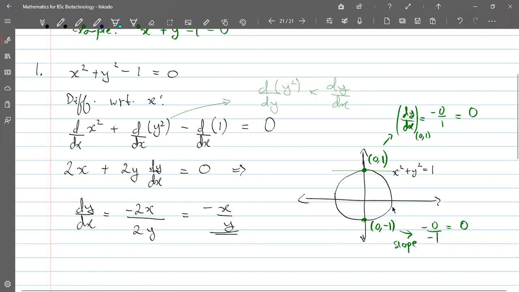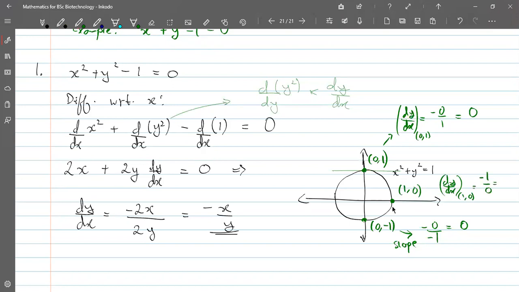Now let's try this point. Here the coordinates are 1, 0. And so the slope will be minus 1 upon 0, that is minus infinity.